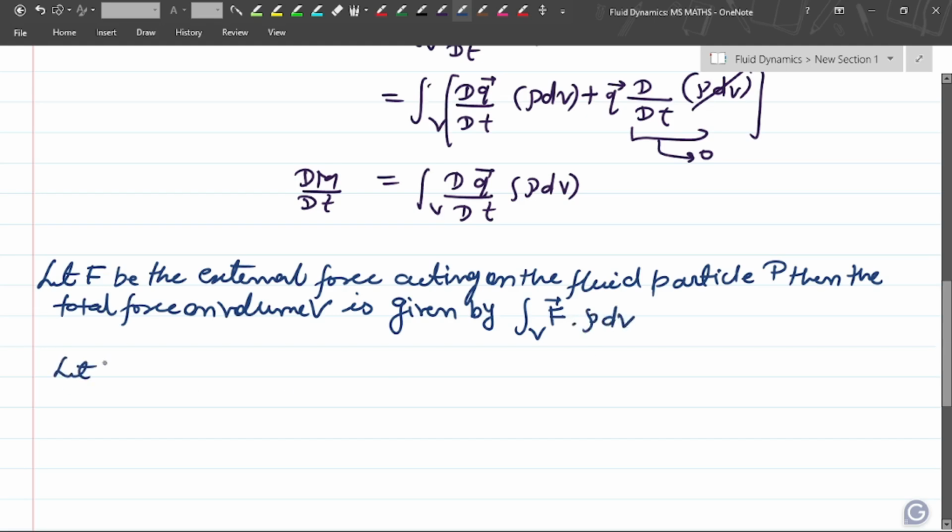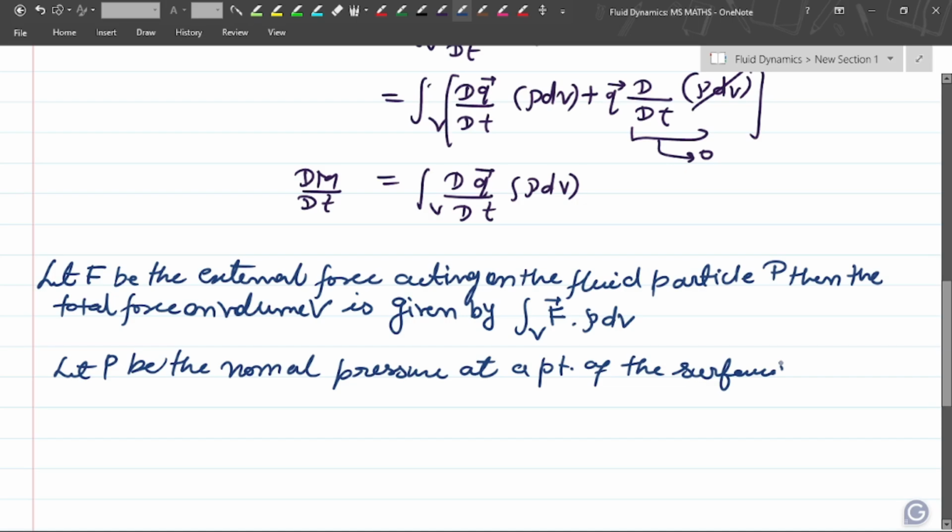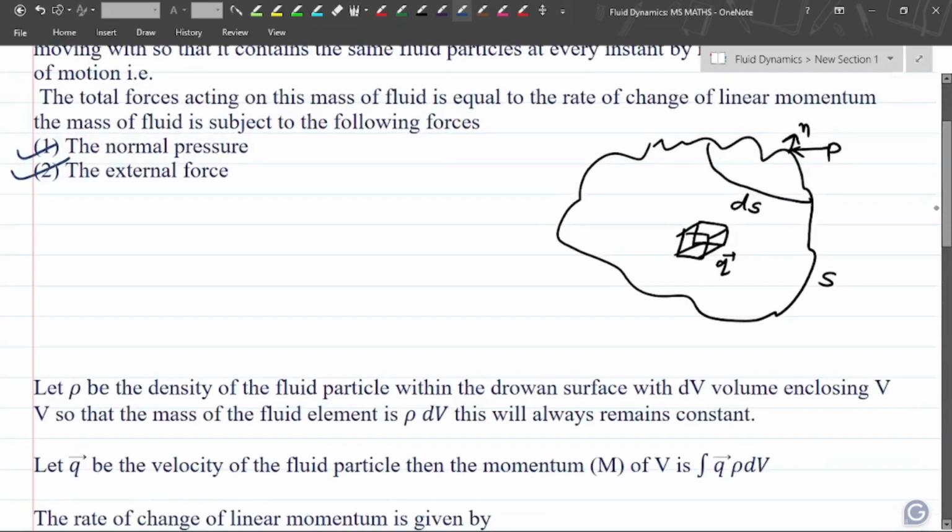Let p be the normal pressure that we have already considered in that diagram at a point of the surface. We have considered any point, and the area of that surface element is dS, as we have already considered. So p is the normal force, it is nothing but normal pressure.